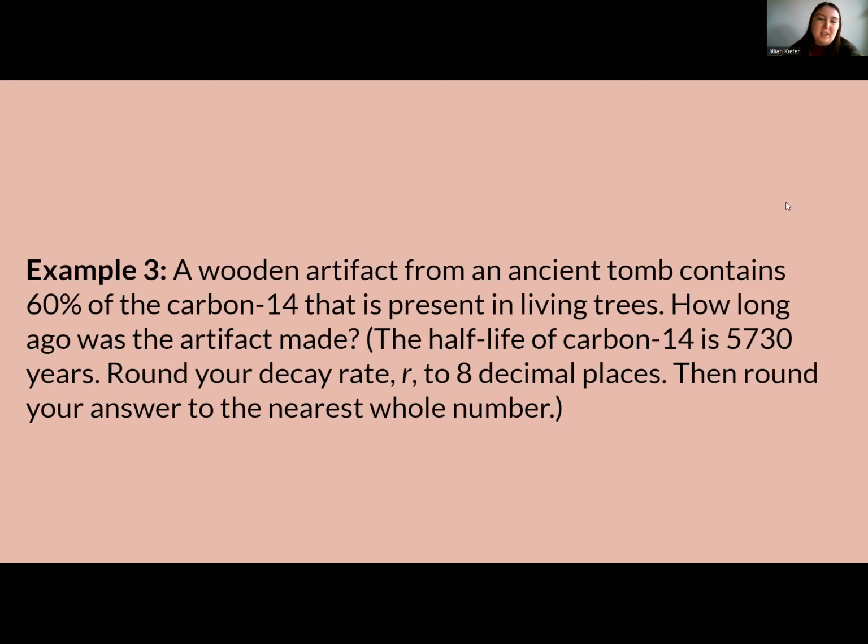For example 3. A wooden artifact from an ancient tomb contains 60% of the carbon-14 that is present in living trees. How long ago was this artifact made? We say the half-life of carbon-14 is 5,730 years. We want to round our decay rate, r, to 8 decimal places so we can get as accurate an answer as possible. And then we're going to round our final answer to the nearest whole number. So, all right, we've been given quite a bit of information here, but knowing how to use it is going to be the important part. So let's go ahead and go on over to our notes so we can work out this problem.